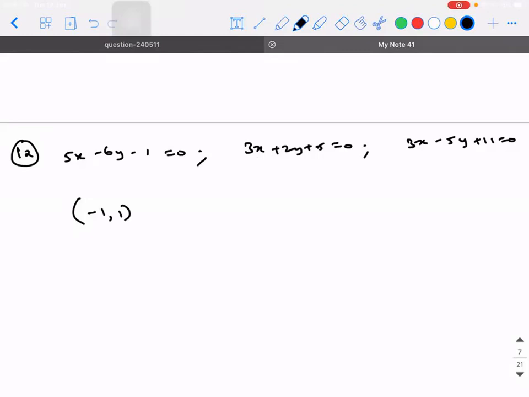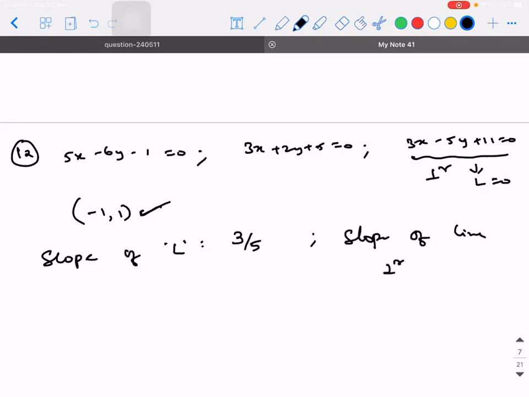Once you get the point of intersection, what are you supposed to do? They are expecting the equation of a line which is passing through this point and perpendicular to this line. Let this line be L is equal to 0. What is the slope of L? Using the formula, sir, that is 3 by 5. Okay, the slope of L is 3 by 5. Then what will be the slope of a line perpendicular to L? It will be minus 5 by 3.